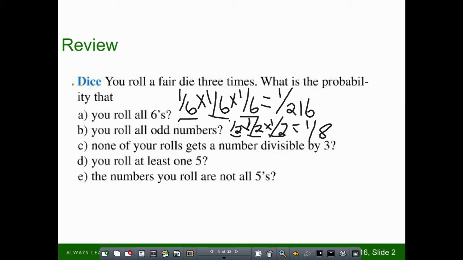All right, next one. It says none of your rolls get a number that is divisible by 3. So here's the deal. We want to find out the probability.